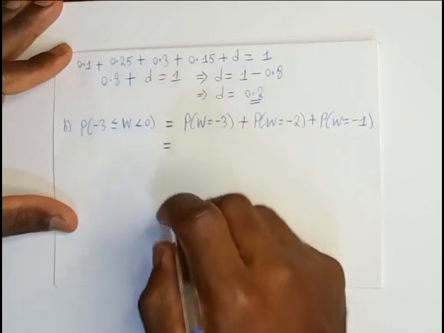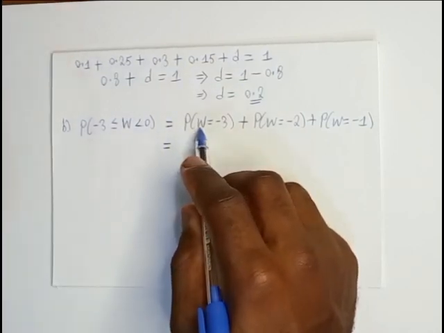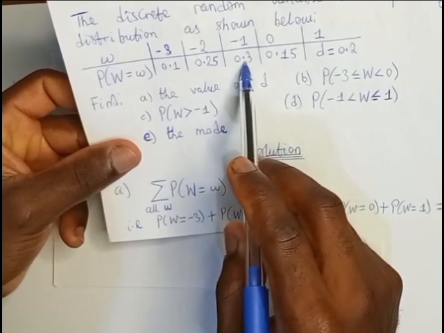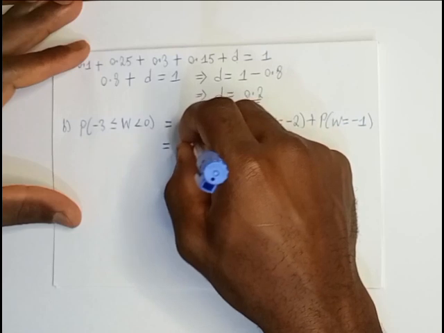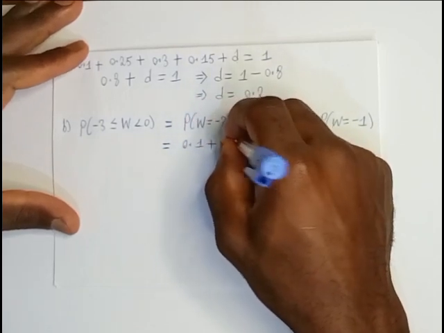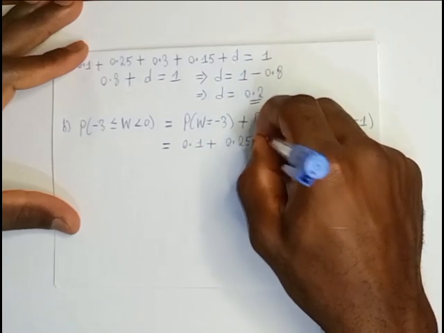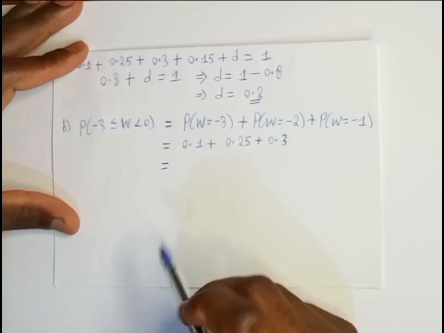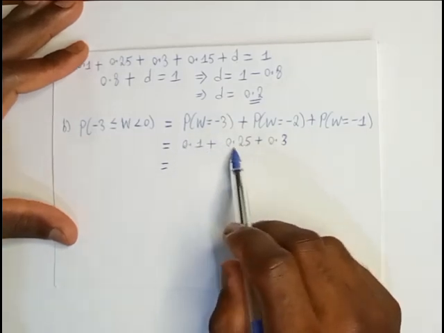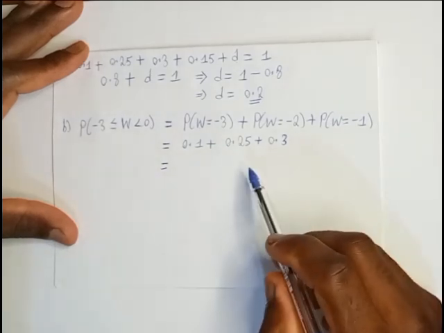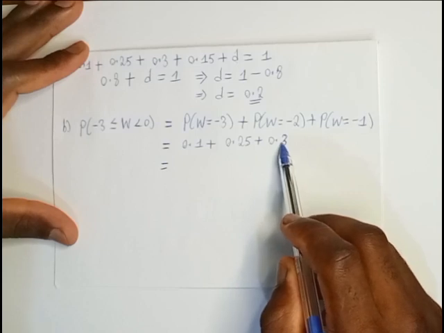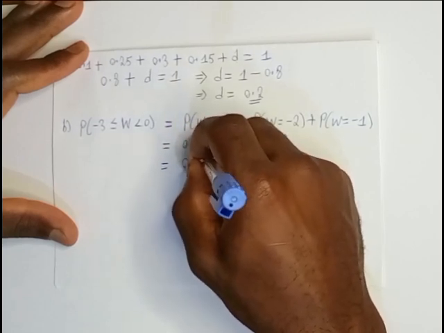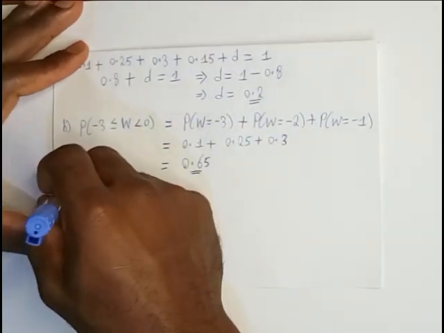This will simply be equal to P of W equal to -3, this 0.1, we add 0.1 plus 0.25 plus 0.3. This will simply be equal to 0.1 plus 0.25, it gives us 0.35. 0.35 plus 0.3 gives us 0.65. We move now to question C.